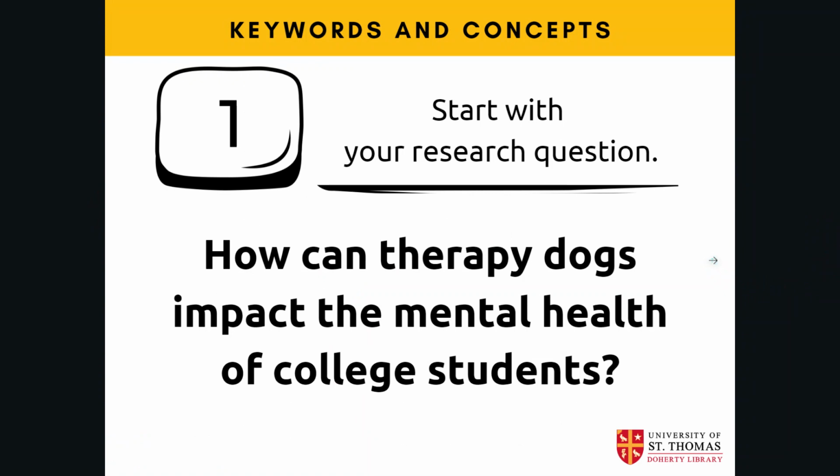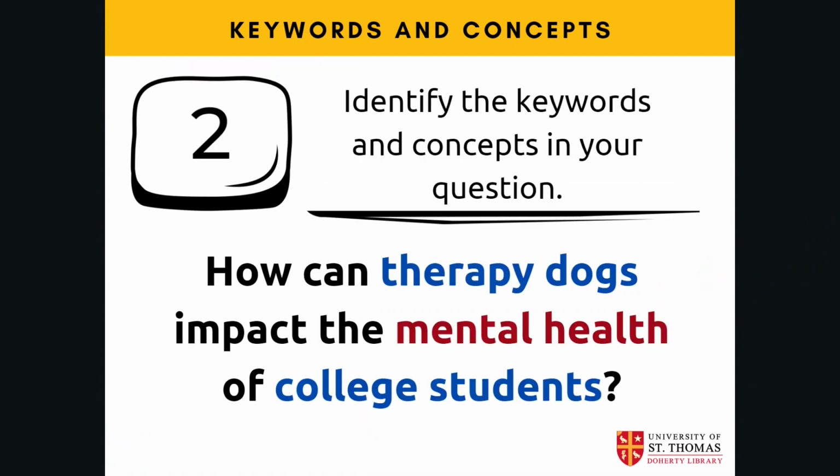So step 1 is start with your research question. Our research question today is how can therapy dogs impact the mental health of college students? When searching, you don't want to type the whole sentence in the search box. Instead, we will pull out the most important words or keywords for our search. For example, we would use the words therapy dogs in our search, since that is a crucial part of our research question. Impact would not be a keyword because our results would be way too broad to sort through in a reasonable amount of time. For this example, my keywords would be therapy dogs, mental health, and college students.